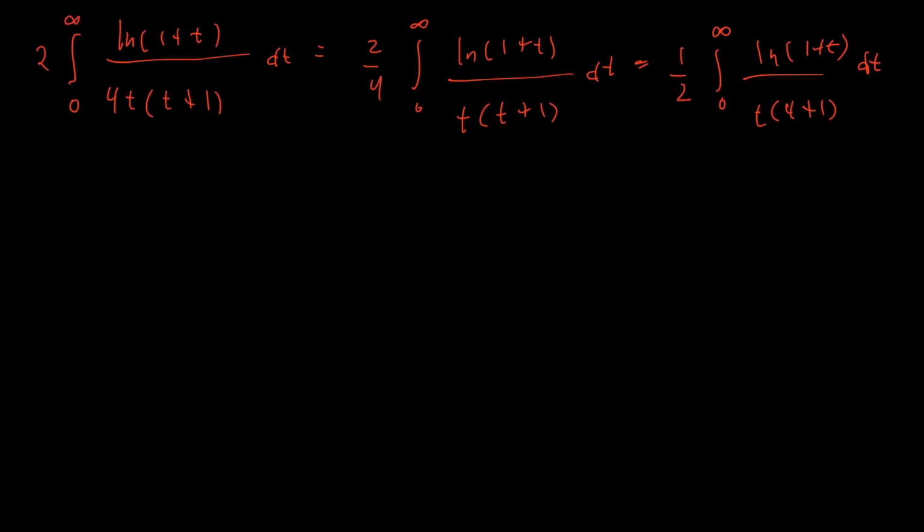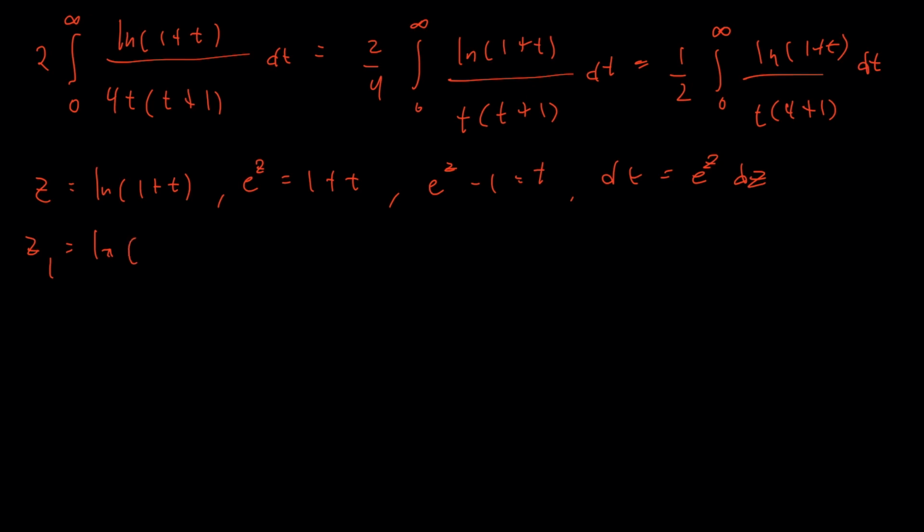And from here, we'll make one last substitution, and that is z equals the natural log of 1 plus t, but that means that e to the z is 1 plus t, and e to the z minus 1 equals t. So solving for dt, we have dt is e to the z dz, and for the bounds of integration, we have z1 is the natural log of 1 plus 0, which is the natural log of 1, which equals 0. z2 will be the natural log of 1 plus infinity, which is approaching the natural log of infinity, which is infinity. So z is going from 0 to infinity.